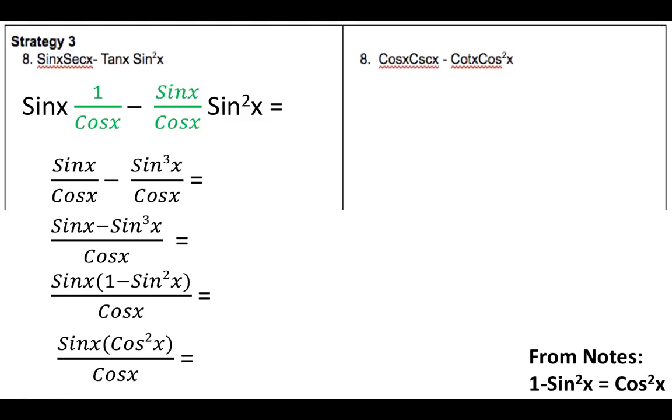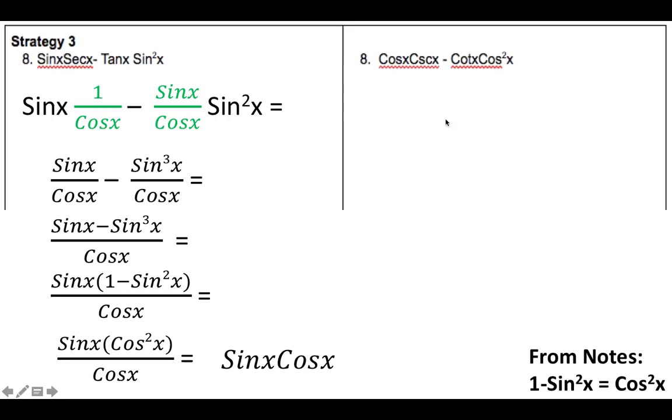Awesome. Now, what I can do is there's 2 cosines on top, 1 cosine at the bottom. We could go ahead and cancel one of those. So since I canceled 1 cosine from here and the cosine from the bottom, what I'm left over with on top is sine x times cosine x. And that is it. You are done with this problem.